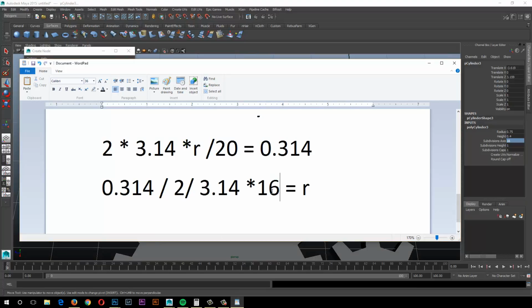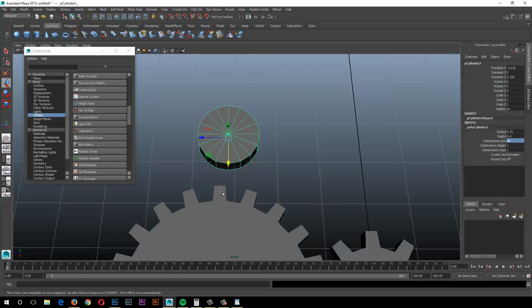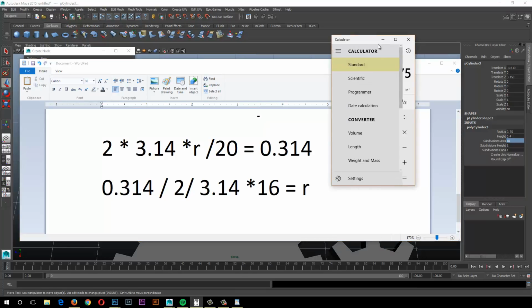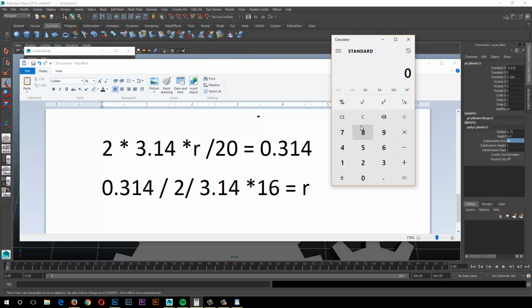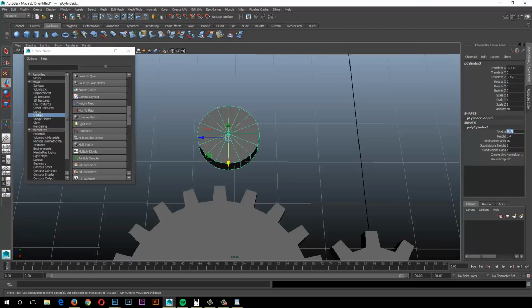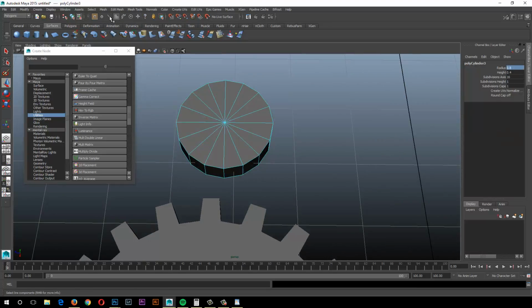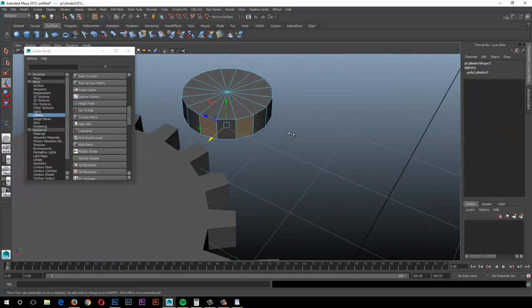See, learning. I mean, that's a good thing to point out. If you're counting by subdivision and not just your teeth, keep in mind you need even numbers, otherwise you'll have two teeth by each other. So let's type in our math. 0.314 divided by 2 divided by 3.14 times 16: 0.8. Still pretty easy math. Okay. So let's go ahead and grab every other face again and extrude them out.